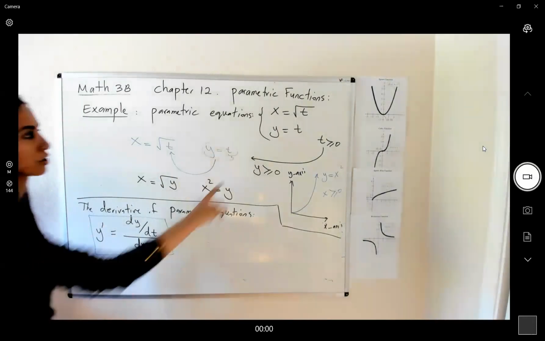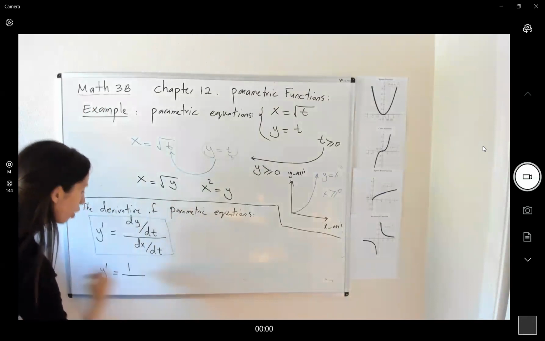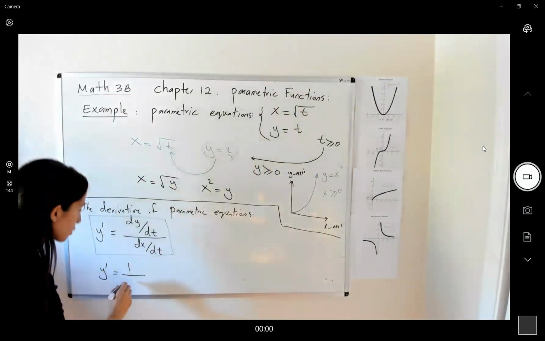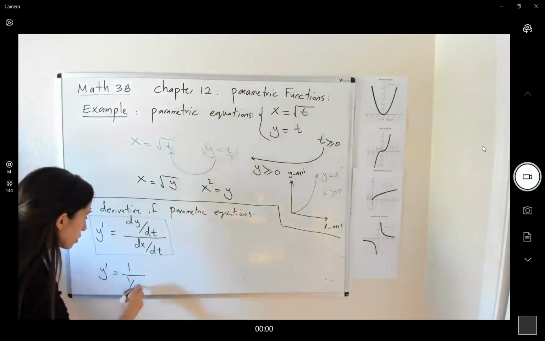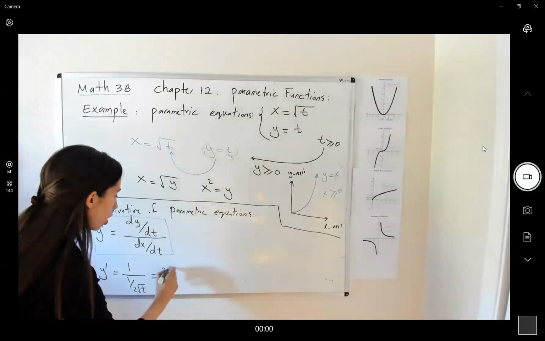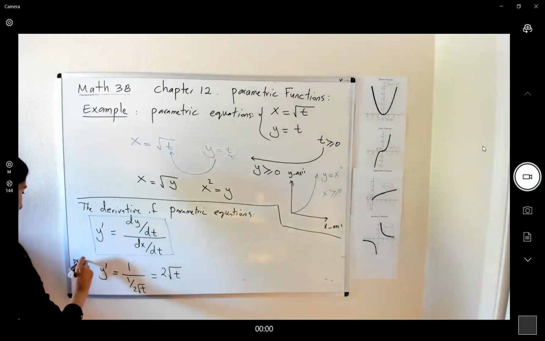Y prime, the derivative of y with respect to t, which is 1, divided by the derivative of square root of t, which is 1 over 2 square root of t. So the derivative of this function is 2 times square root of t. Previous example.